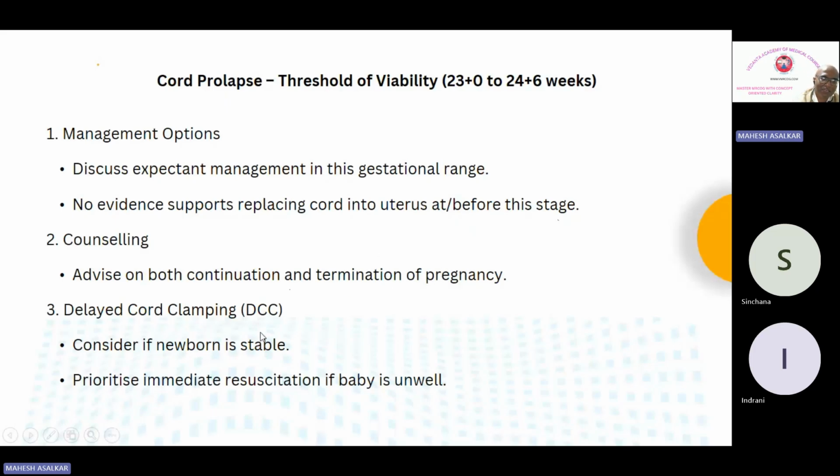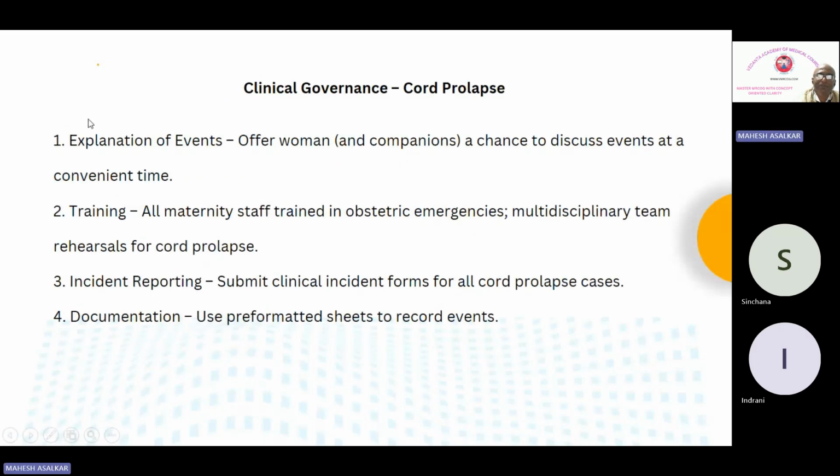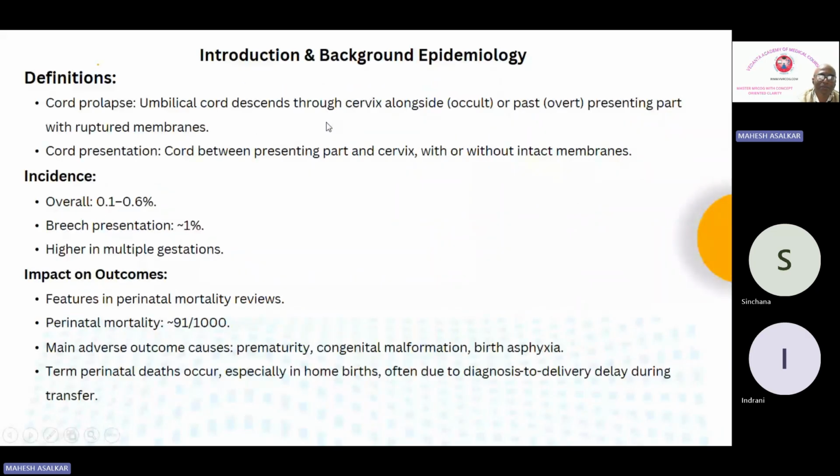And delayed cord clamping, what do they say? They are saying consider it if the newborn is stable, and prioritize immediate resuscitation if the baby is unwell. So it will depend upon the stability of the baby. These are a few clinical governance points. We have to talk to the relatives and explain the events that have happened. Then you have to train the staff. Then we have to go for incident reporting and documentation. These are for Part 3, not for Part 2, but just remember.